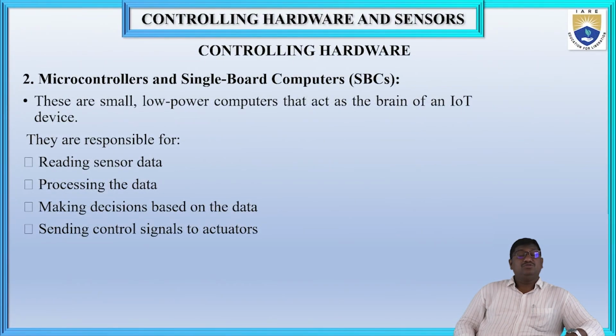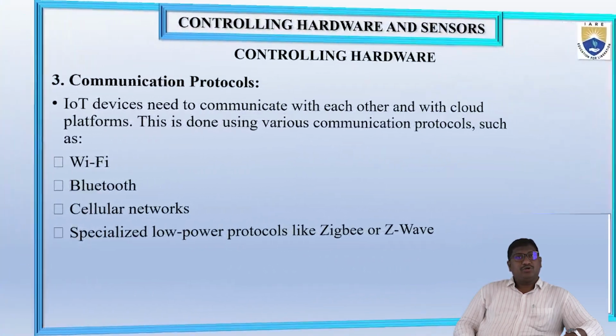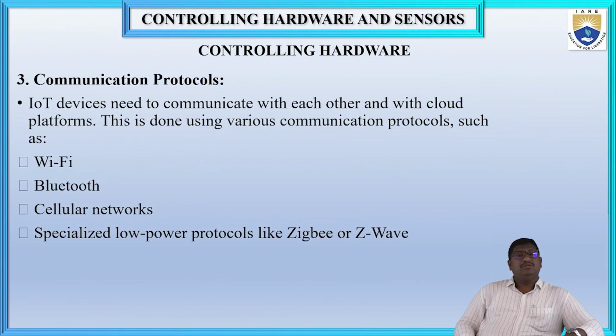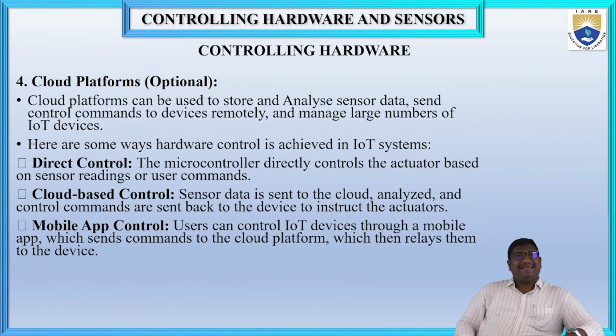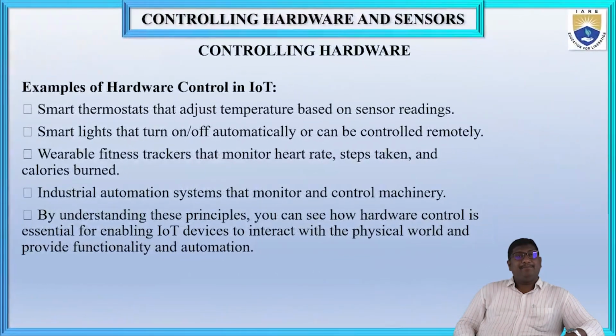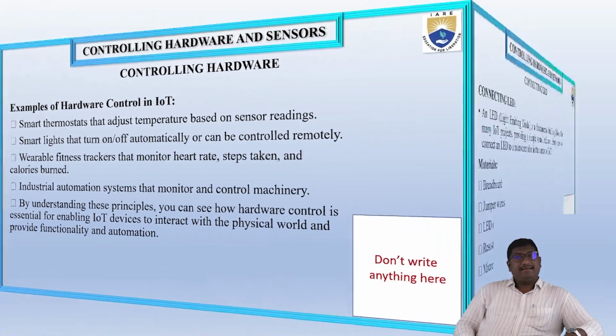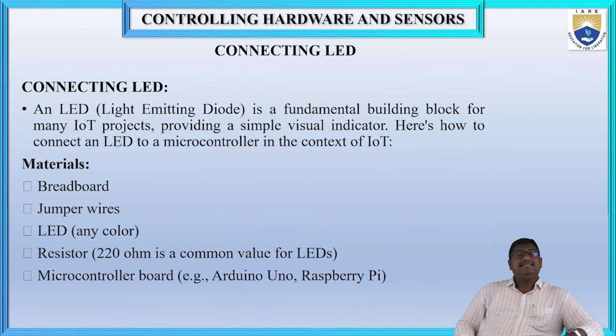And microcontrollers are responsible for reading sensor data, processing the data, making decisions based on the data, and sending control signals to actuators. Coming to communication protocols: Wi-Fi, Bluetooth, cellular networks, and specialized low power protocols like Zigbee and Z-Wave. Coming to control platforms: direct control, cloud-based control, mobile app control. Examples of hardware control include smart thermostats, smart lights, wearable fitness trackers, and industrial automation. By understanding these things, it is very easy for us.